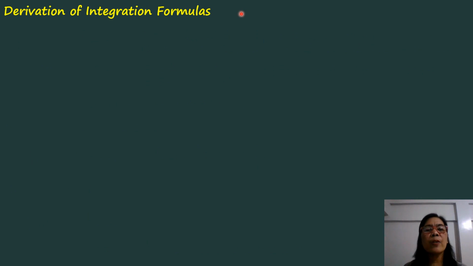Let us now derive some integration formulas. So first, let us consider the function u. Differentiating u will give us du, or the differential of u. So if we are going to integrate the differential of u, it will give us back the function u plus the arbitrary constant c. This first formula is actually the definition of our indefinite integral. That is, the integral of the differential of a function is equal to the function itself plus the arbitrary constant.